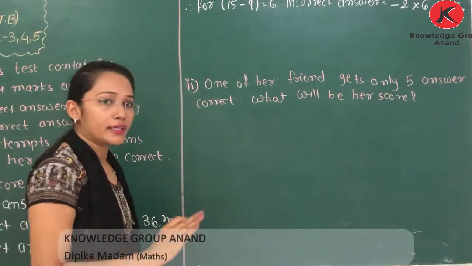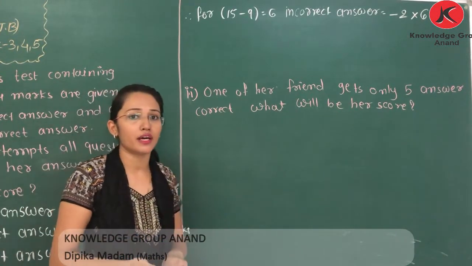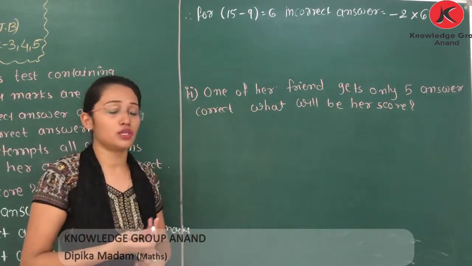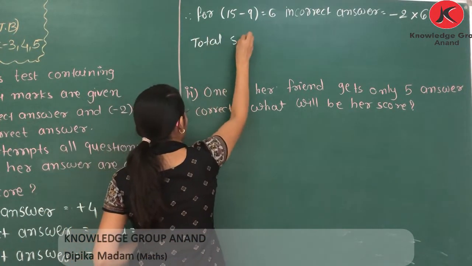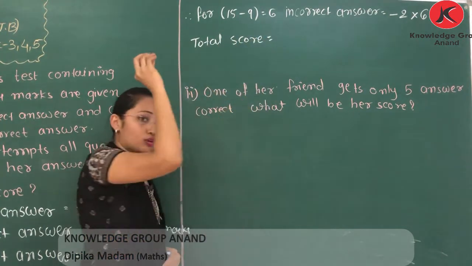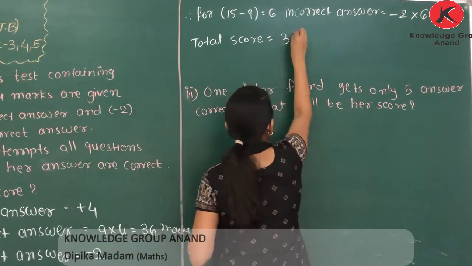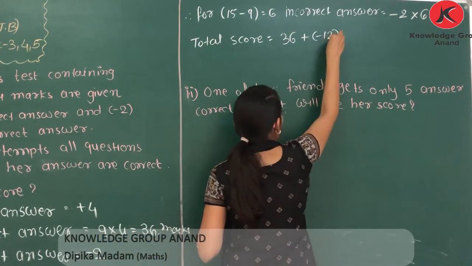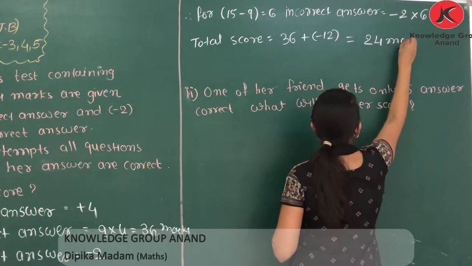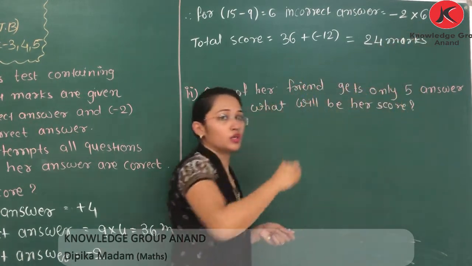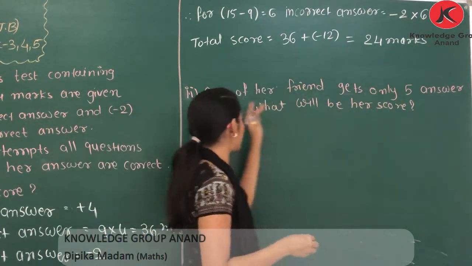If for a correct answer 4 marks, then for 9 correct answers 36 marks, and for 6 incorrect questions -12 marks. So what will the total score be? First 36 for correct answers, and -12 for incorrect answers. So our total score will be 24 marks. Okay, next part: one of her friends got only 5 answers correct.